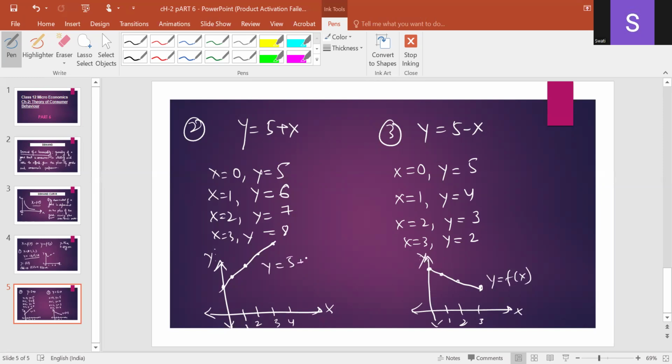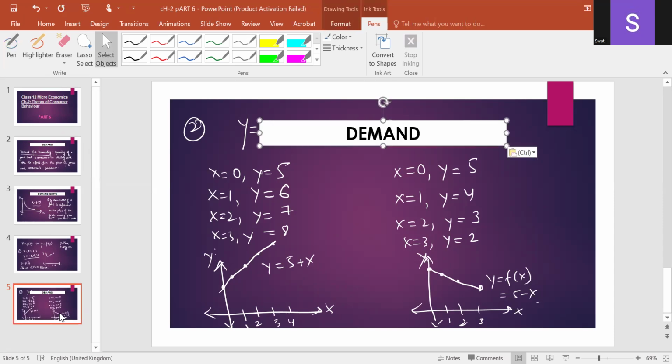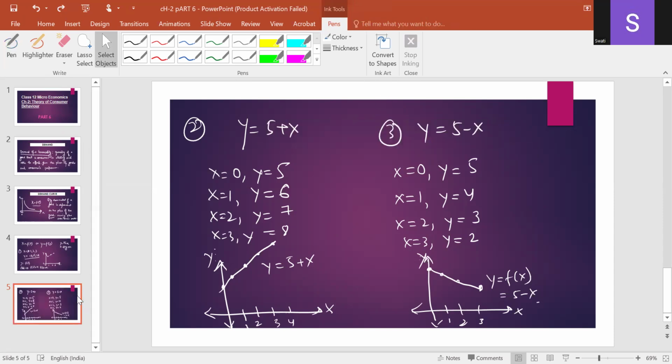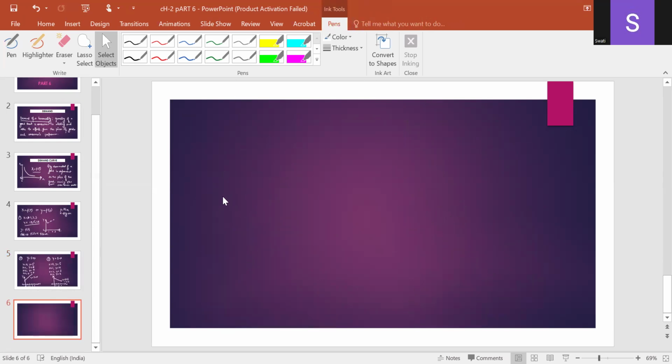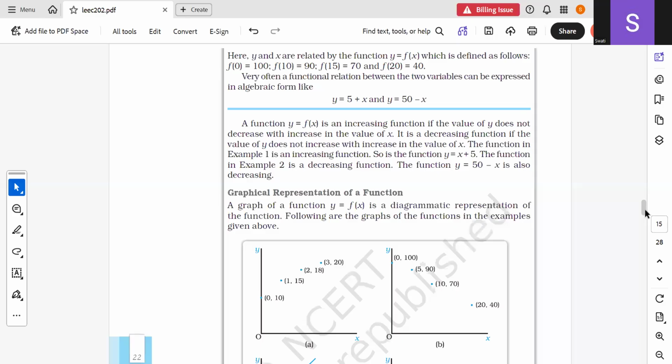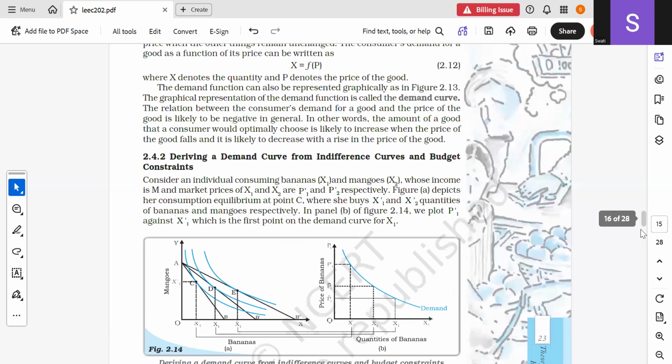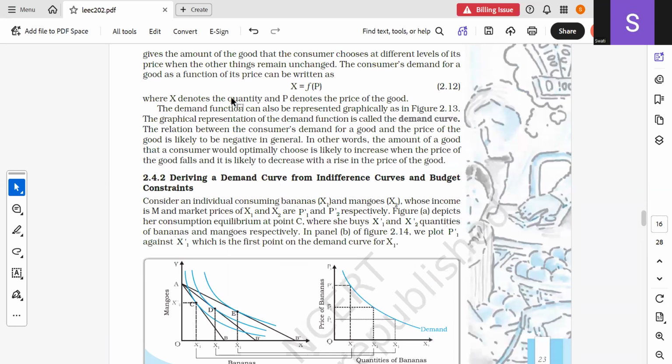Or we can say y equals 5 plus x. Here it is equal to 5 minus x. So as we can see, in general, depending on the function of y, we can draw the demand curve accordingly. However, in general, we have these demand curves as downward sloping only, right? Now, this is what we get as the demand curve.